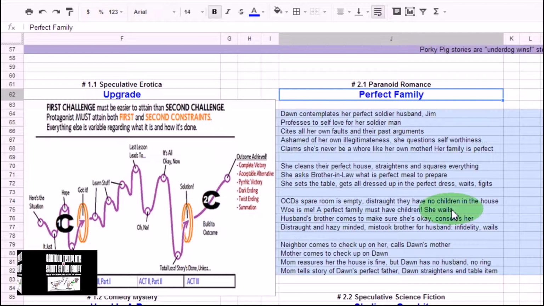She wails. Oh no. But it's going to be okay now, because the husband's brother, alerted previously to her weird behavior, comes to make sure she's okay and consoles her. So it's okay now. Distraught and hazy-minded, Dawn mistakes her brother-in-law for her husband, and infidelity happens. Whoa, this is terrible. I can't believe I slept with my brother-in-law. What? So we need to get a solution. This is where they're going to come out.